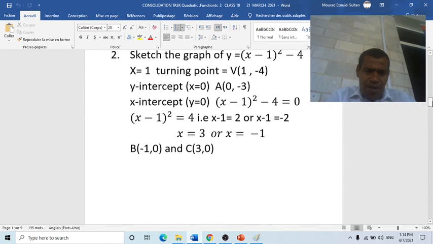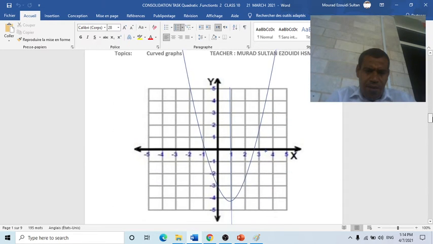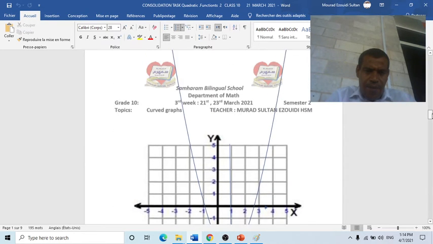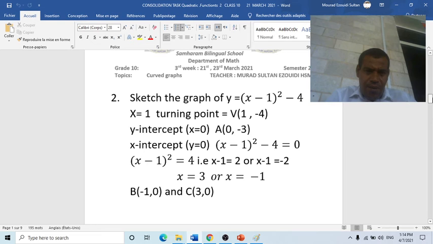For example, sketching. Okay, how can you use? Okay, no problem. I will just make a photo.